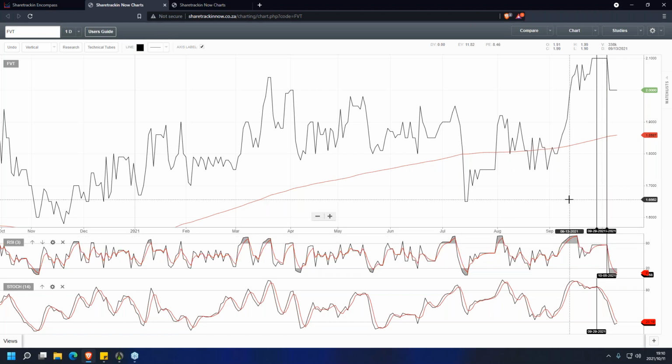So this one is a little late, but that would have been a short. So you would have placed your order. So you would have opened a position right here at the top at 2 Rand 10, and then you could have closed your position more or less here on 2 Rand.